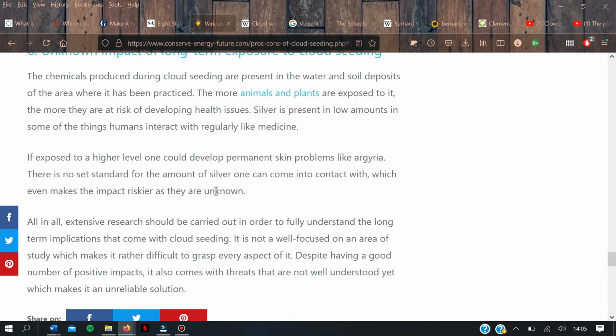In all, extensive research should be carried out in order to fully understand the long-term implications that come with cloud seeding. It is not well focused on as an area of study, which makes it rather difficult to grasp every aspect of it. Despite having a good number of positive impacts, it also comes with threats that are not well understood yet, which makes it an unreliable solution.